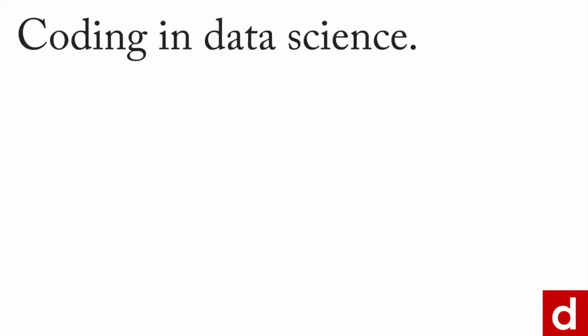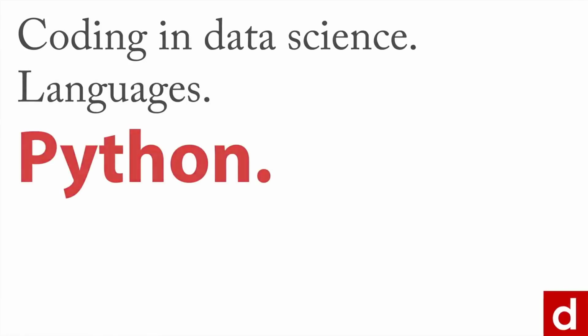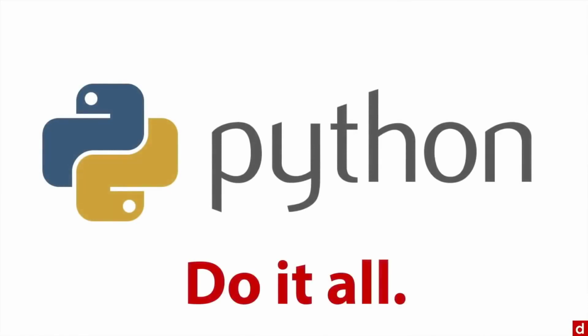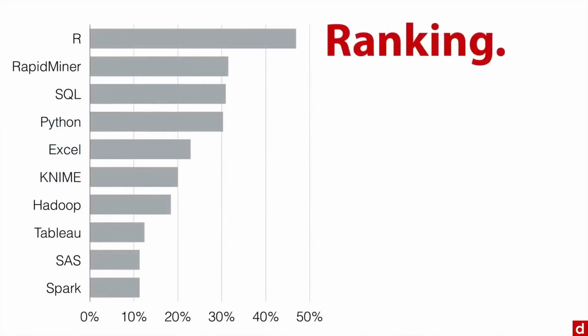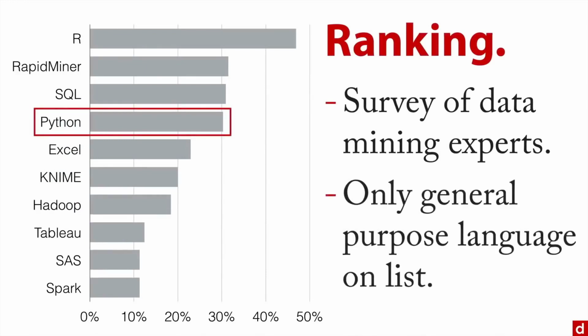When talking about coding in data science and the languages, along with R, we need to talk about Python. Now, Python, the snakes, is a general purpose program that can do it all, and that's its beauty. If we go back to this survey of the software used by data mining experts, you see that Python's there. It's number 3 on the list. And what's significant about that is on this list, Python is the only general purpose programming language. It's the only one that can theoretically be used to develop any kind of application that you want. That gives it some special power compared to all these others, most of which are very specific to data science work.